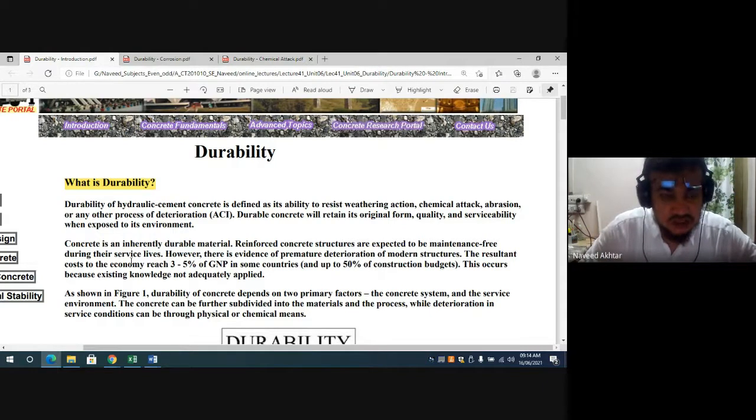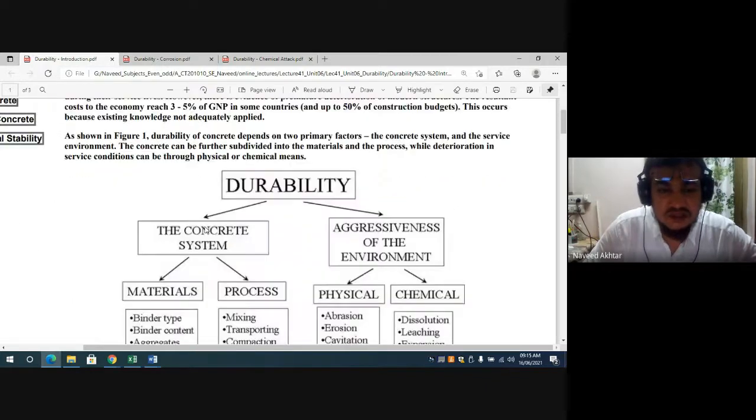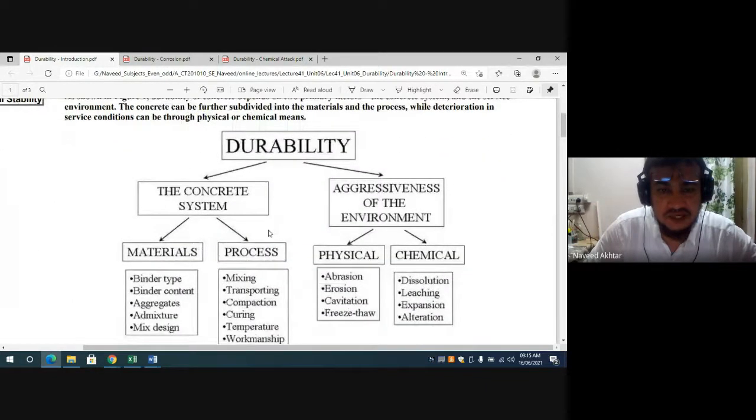Generally, the term durability is related to resistance against weathering action, chemical attack, abrasion, and deterioration. You can term this the durability of concrete. Durable concrete will retain its original form, quality, and serviceability when exposed to its environmental conditions. So you can describe durability in many terms.